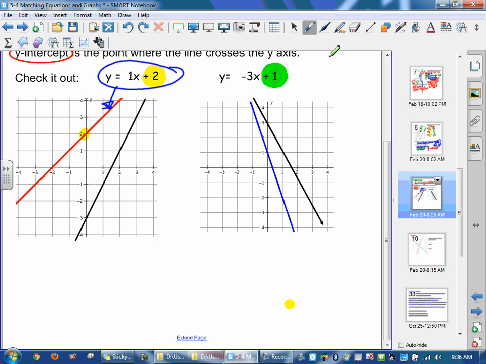Now remember, if there was multiple graphs starting at the same place, then how do I match them? I have to move to the next number. Which number do I look at then? Yeah, I look at your 3x, good. You look at your slope, and you check and see what's he doing. Well, we check. This guy's going 1 right, 3 down. Perfect. What's this guy doing? Well, he's going 1 right, 2 down. Is that correct? No. So they have different slopes.